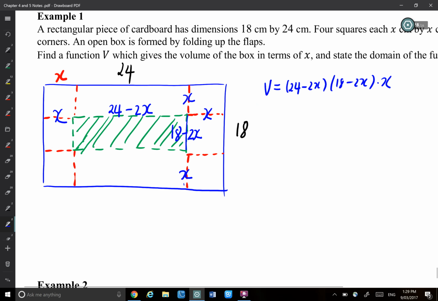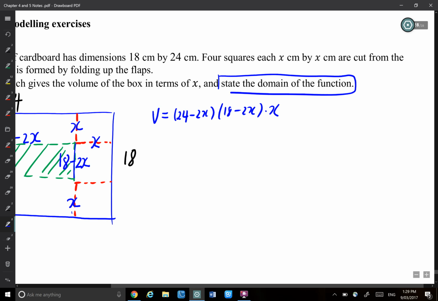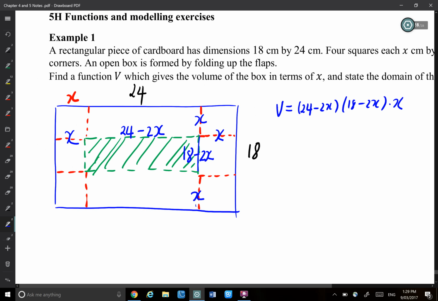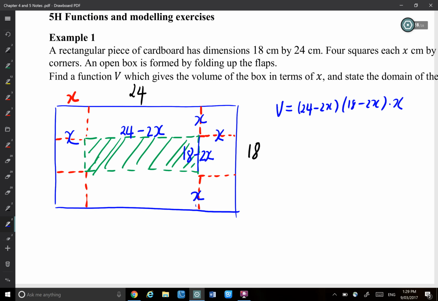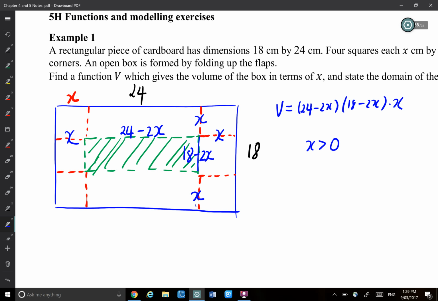Everyone should understand this step. And the last thing it asks you to do is state the domain of the function. So you talk about your x values. What restrictions do you have on x? Yeah, must be positive. X needs to be greater than 0 for sure, because it's the height, it needs to have some length greater than 0. Can x be too big? No. So what's the limit? What can x be? 9. How do we work on that?